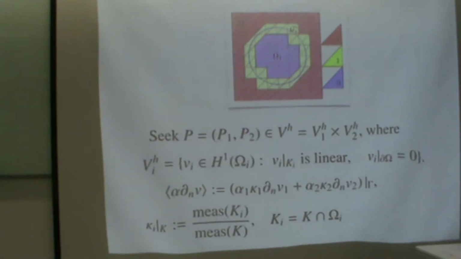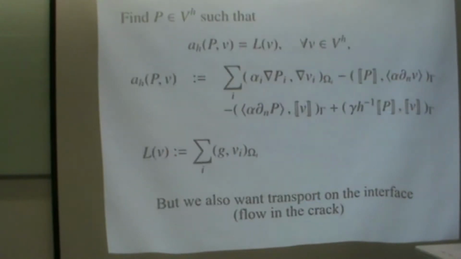cleverly weighted to be able to show stability. Okay, so these weights are then in cases where the contrast is not too big. If the contrast is very big, you might want to change these, and you might want to add ghost penalty to the method as well, but this is at least the basic method.